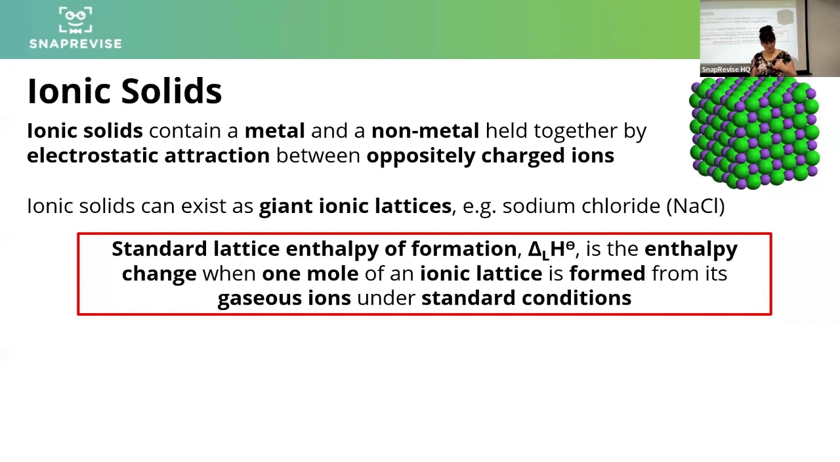The standard lattice enthalpy of formation is the enthalpy change when 1 mole, so enthalpy is always per mole. There's got to be some sort of molar constituent to your definition, whether it's 1 mole, or relating to the production of 1 mole of something or the use of 1 mole of something, or the molarity according to the balanced equation. There's always got to be some reference to molarity. So the 1 mole of an ionic lattice is formed from its gaseous ions under standard conditions.